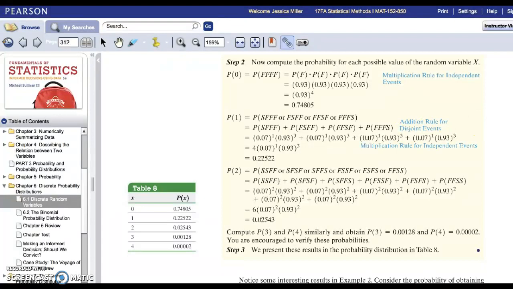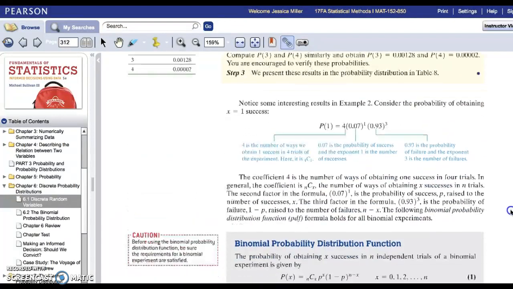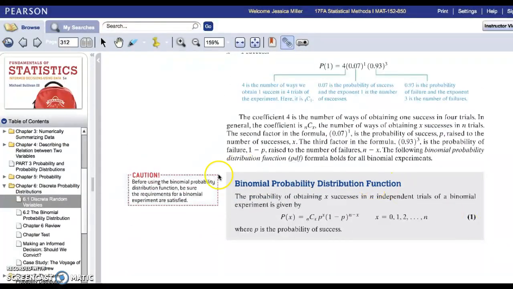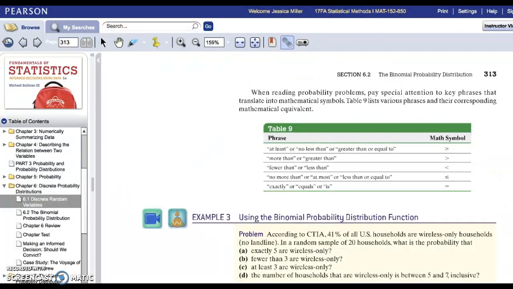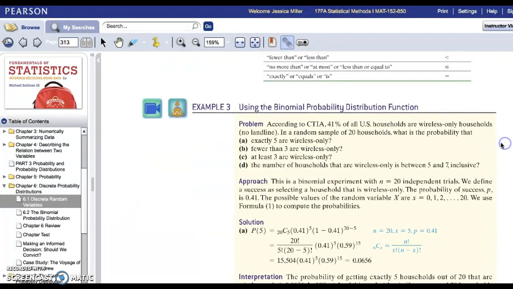So skip over that one for now. And what I want to do is ignore this formula and show you how to do a StatCrunch problem. So we're going to jump right to example 3. Take a look at this one.